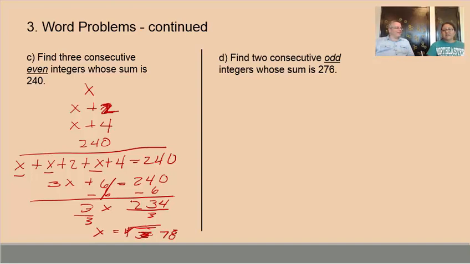Wow, very good. Okay, so we're finding three consecutive even integers, so we have 78, 80, and 82. Now, we just got one more example and then a challenge problem we're going to talk about. And we're ready for the journal assignment.